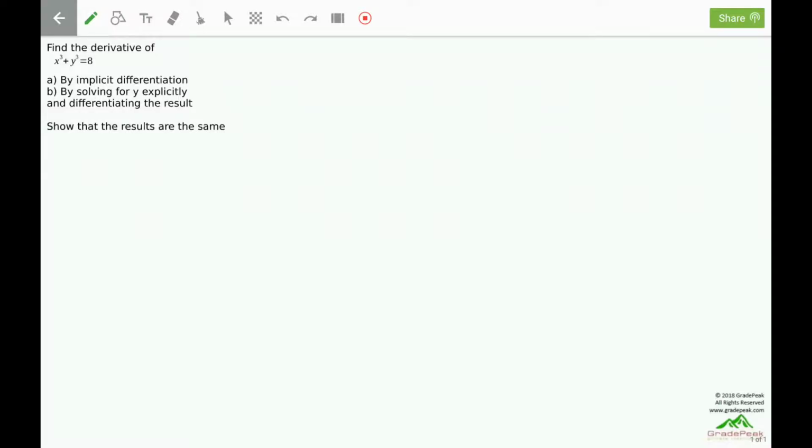Find the derivative of x cubed plus y cubed equals 8, (a) by implicit differentiation, (b) by solving for y explicitly and differentiating the result. Show that the results are the same. For part A, we're going to take the derivative of this implicit equation.